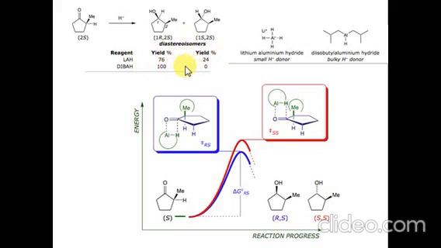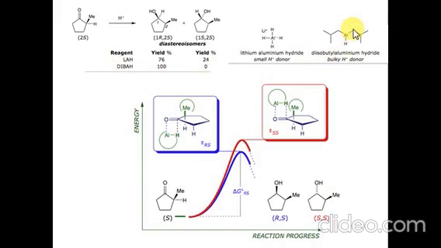You can see there is some diastereoselectivity. One of the isomers is dominating. This isomer is forming in a larger amount, while this isomer is forming in a lesser amount. But when you are using a bulkier hydride source, this is diisobutyl aluminium hydride, and we call it DIBAL.